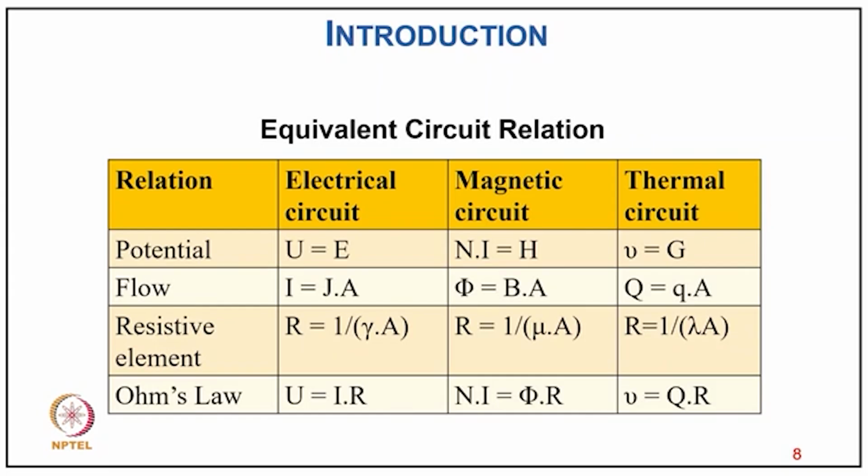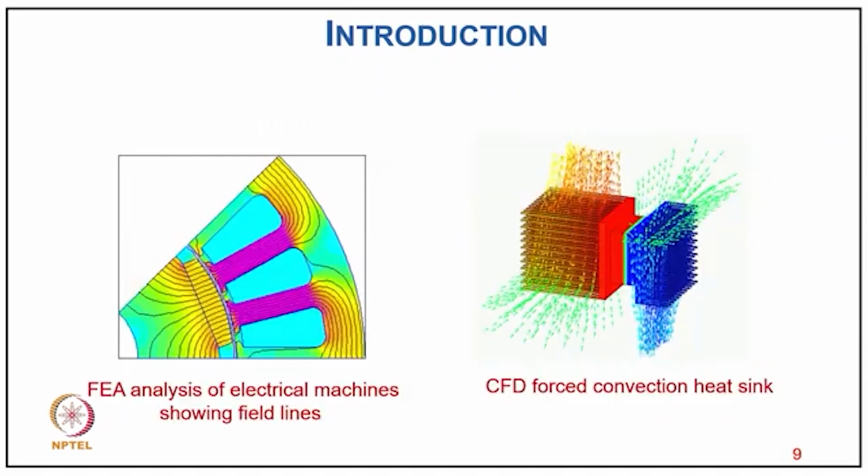Similarly, we have a resistive element, which we represent as a resistance in the electrical circuit, and we calculate it as the length of the conductor L upon rho A, where rho is the resistivity of the conductive material. For the magnetic circuit we have a reluctance, and in the thermal circuit also we represent it as an equivalent resistance. Then the application of Ohm's law is voltage equal to IR, current multiplied by resistance. Similarly, in the magnetic circuit the MMF consumed is flux times reluctance, and in the thermal case the losses are proportional to the flow of heat multiplied by the equivalent resistance. So, there are some equivalences in all three circuits.